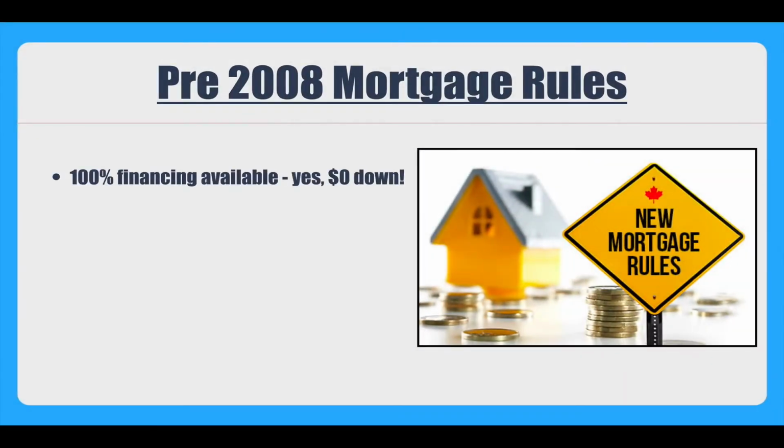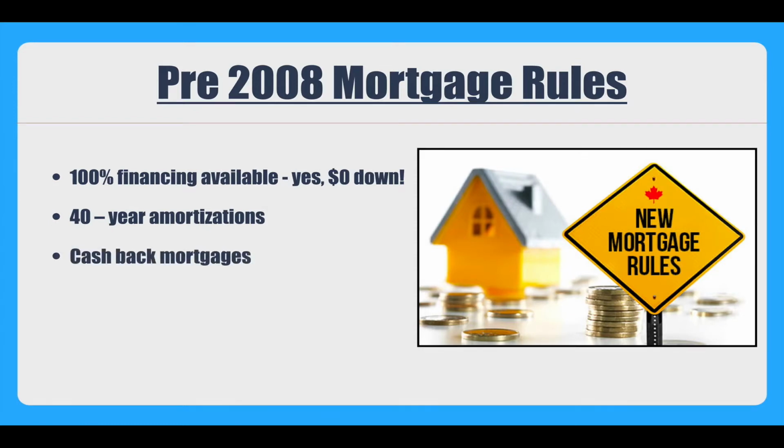Here's the history of a real estate housing problem in Canada, and we're going to show you how solving it can lead to profits. Before 2008, Canada had very different mortgage rules than today. There used to be zero down mortgages, including 40-year amortizations, even cash back on mortgages with zero down. And you could have as many mortgages as you wanted. That was all before 2008.